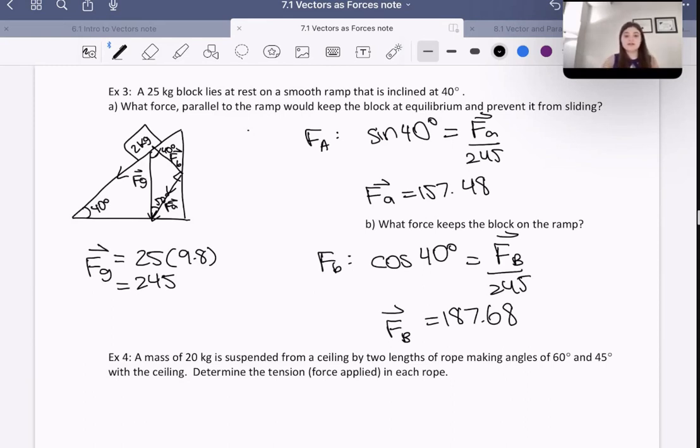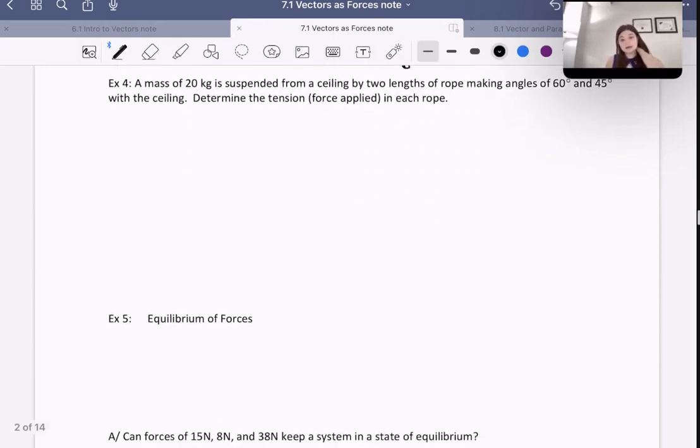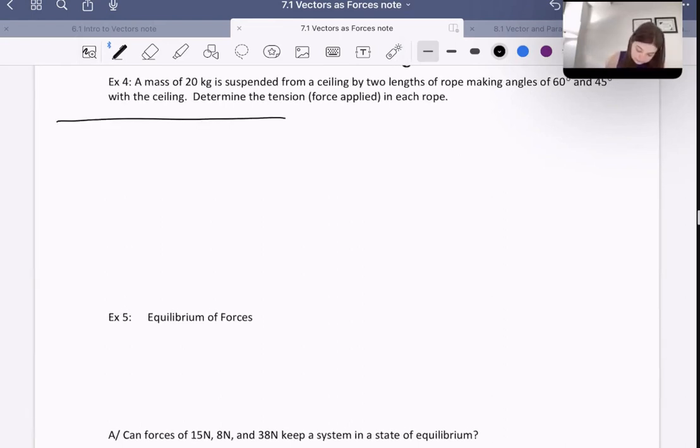All right, let's do a couple other questions. Example 4 says, a mass of 20 kilograms is suspended from a ceiling by 2 lengths of rope, making angles 60 degrees and 45 degrees with the ceiling. Okay, very good. So basically we have some object, 20 kilograms, that's suspended from our ceiling, right? So here's our ceiling, and we have a 60-degree angle, and we have a 45-degree angle.